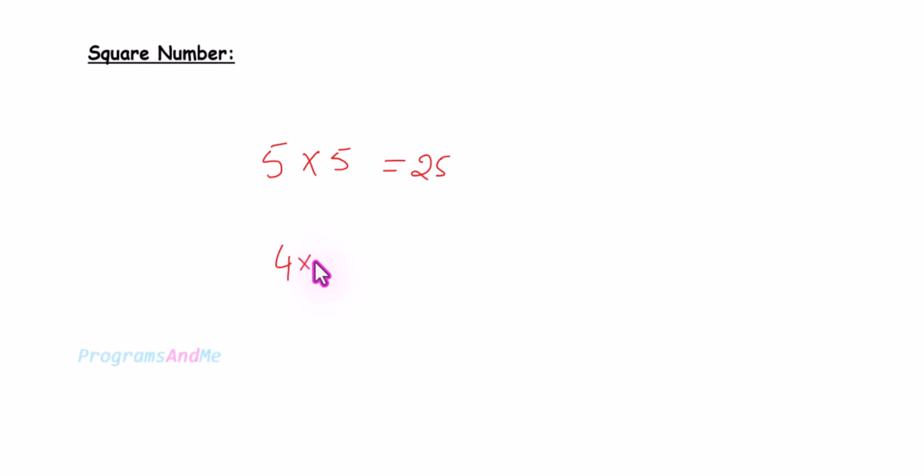4 square is 4 into 4, that is 16. 16 is the square number or square of 4. Alright, so let's write the program.